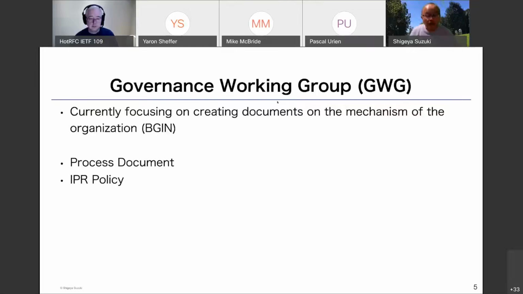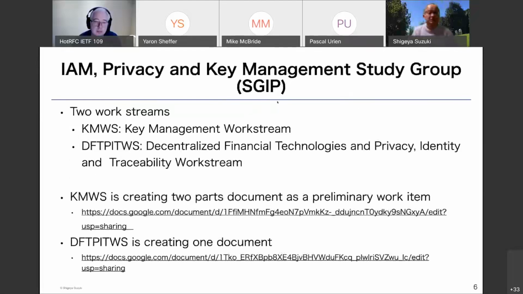So we're currently focusing, the governance working group is currently focusing on the mechanisms of organization of the BEGIN itself, and we are drafting two documents. One is a process document, and the other is an IPR process document. This is usual stuff for this type of community, but we need the version adjusted for us. We are preparing this for the next general meeting, and the draft will be ready soon.